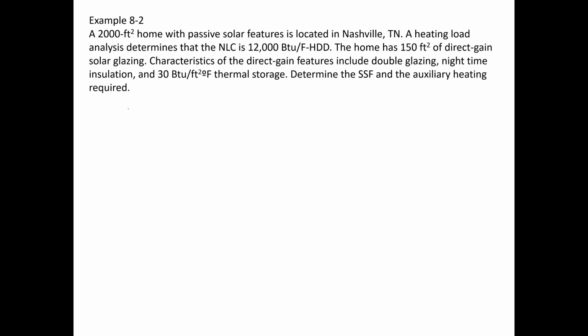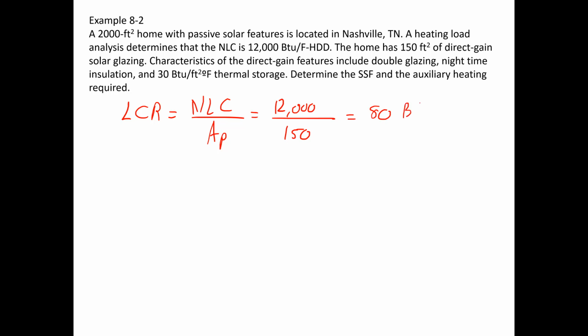As mentioned earlier, the first step is to compute the LCR, which is the net load coefficient divided by the projected area of south-facing glazing. So we get 12,000 BTU per Fahrenheit heating degree day divided by 150 square feet of direct gain solar glazing. That equals 80 BTU per Fahrenheit heating degree day foot squared. So that's the first step.